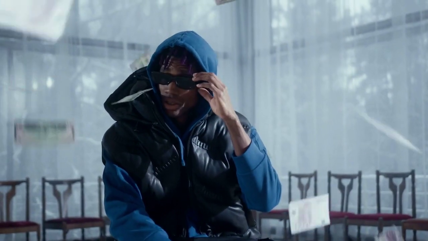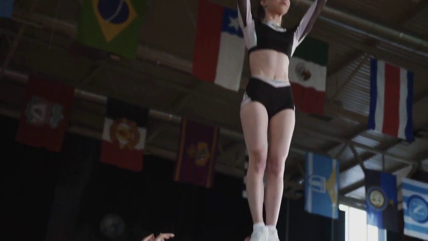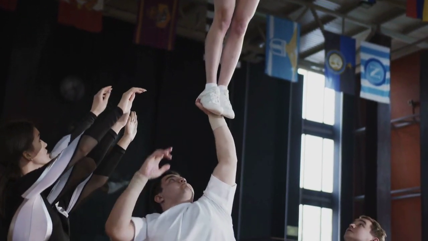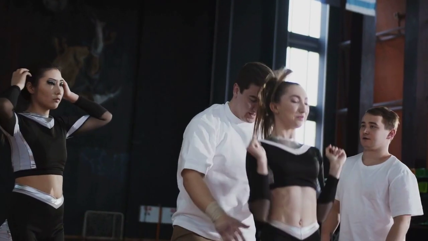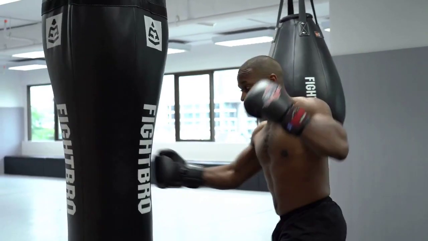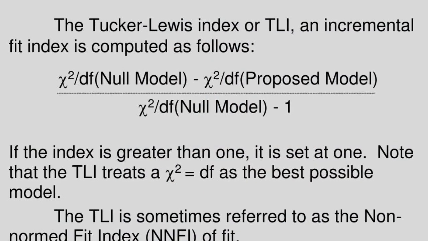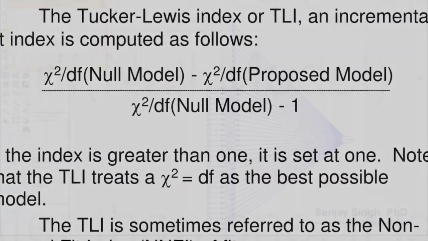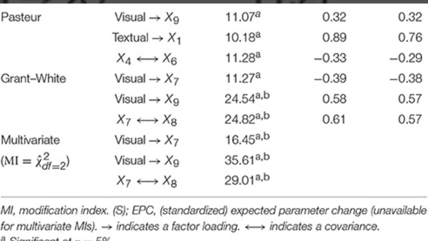4. Model assessment. Path analysis evaluates model fit using statistics such as the chi-square test, goodness of fit index, GFI, and root mean square error of approximation, RMSEA. SEM provides a wider range of fit indices including the comparative fit index, CFI, Tucker-Lewis index, TLI, and standardized root mean square residual, SRMR. SEM also allows for model modification indices to improve model fit.